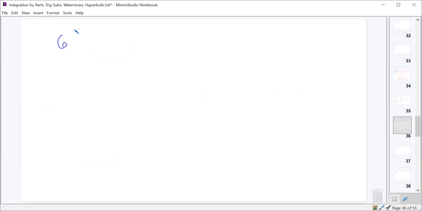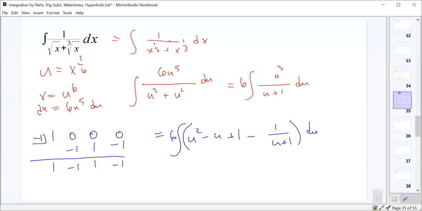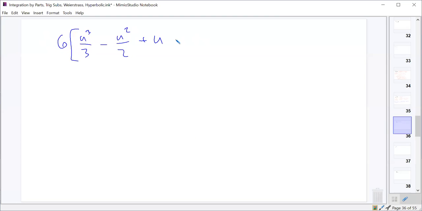So that should be 6. And then what does that become? I think it was a u squared, right? So u cubed over 3. And I think we should have a minus u squared over 2, and then a plus u. And then what about this minus 1 over u plus 1? What does that become? That ought to become minus natural log absolute value u plus 1 plus a constant. Good or no?